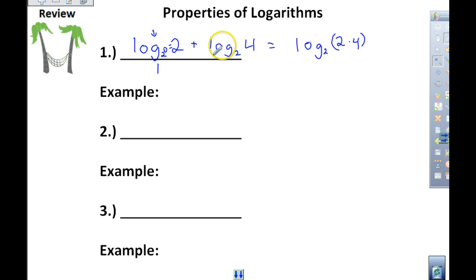Right here. Log of 4 base 2. 2 to what power equals 4? 2. All right. And that should equal, what is 2 times 4? That's 8. 2 to what power is 8? 3. Yeah, so 1 plus 2 equals 3. So it works. We add the individual exponents. That's the same as just multiplying them and then finding the logarithm. We can verify it that way.